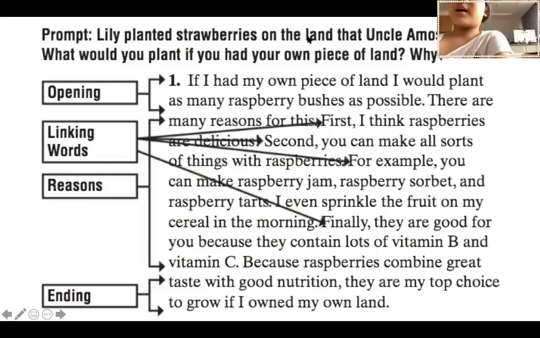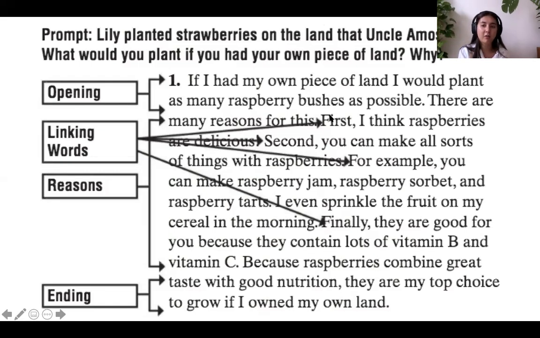Have a look here. Lily planted strawberries on the land that Uncle Amos gave her. What would you plant if you had your own piece of land? So, what we have to do here, or what this author had to do, was they had to answer this question and give their opinion. Ryan, read this whole paragraph, please.